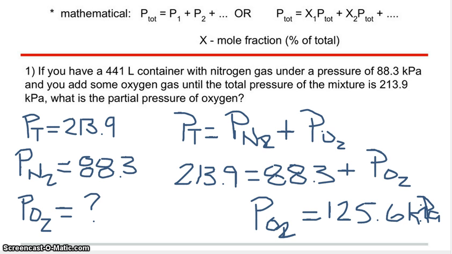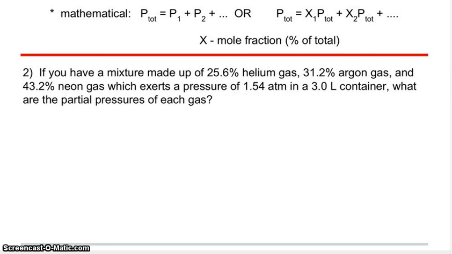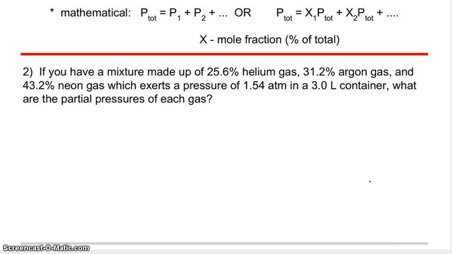All right, let's take a look at number 2, which is a little bit trickier. Number 2, if you have a mixture made up of 25.6% helium gas, 31.2% argon gas, and 43.2% neon gas, which exerts a pressure of 1.54 atmospheres in a 3-liter container, what is the partial pressure of each gas?